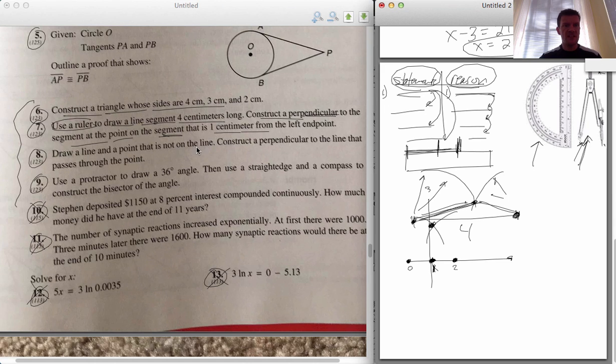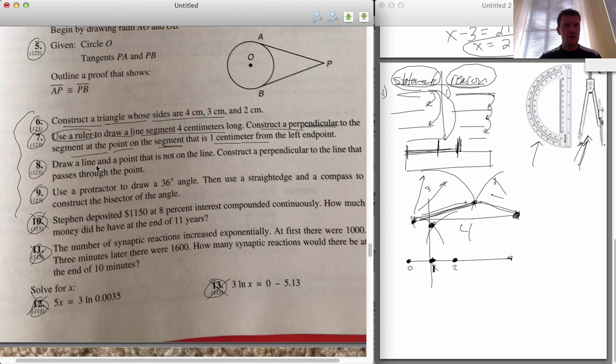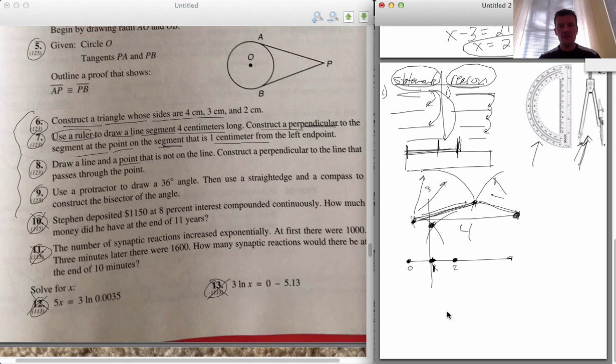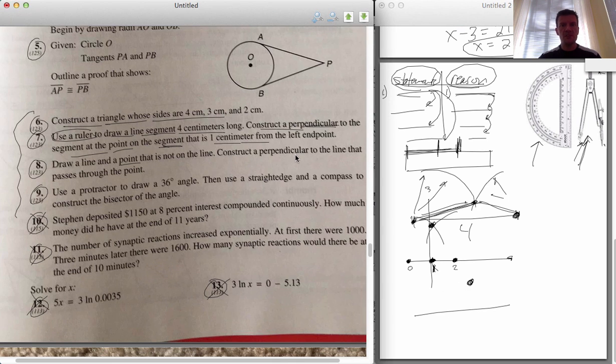Draw a line and a point that is not on the line. Okay, draw a line and then a point that is not on the line. Construct a perpendicular to that line that passes through the point.